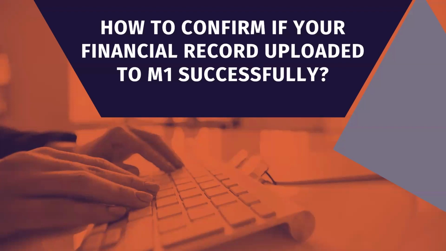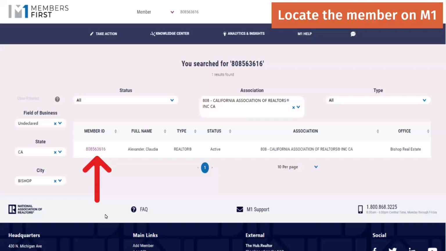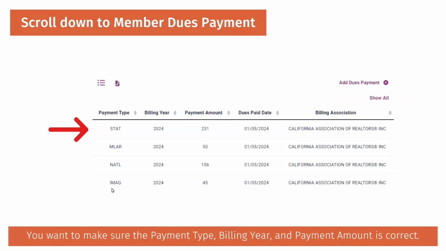So let's talk about how to confirm if your financial record uploaded to M1 successfully. The first step in the process is to locate the member on M1, and you'll just click on the member's NERDS ID number. And then from here, you'll scroll down to member dues payment. Once you scroll down, you'll see the information that appears here on the screen. You really just want to make sure that the payment type, billing year, and payment amount is correct.